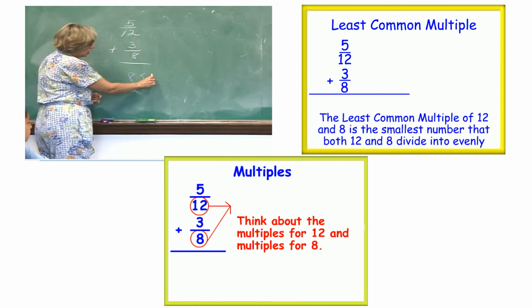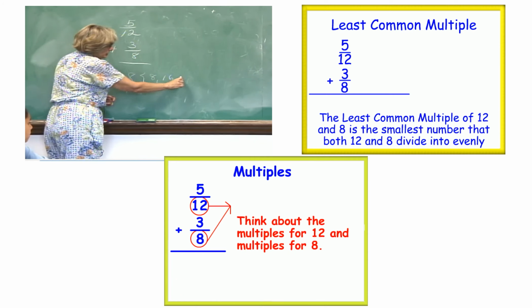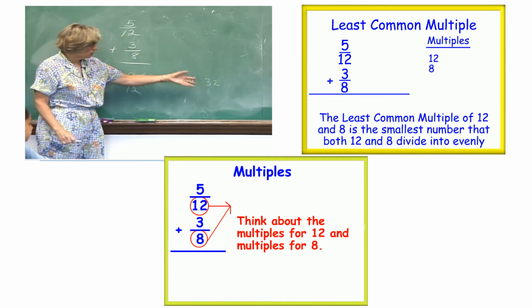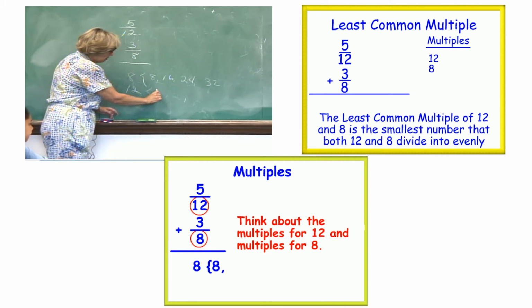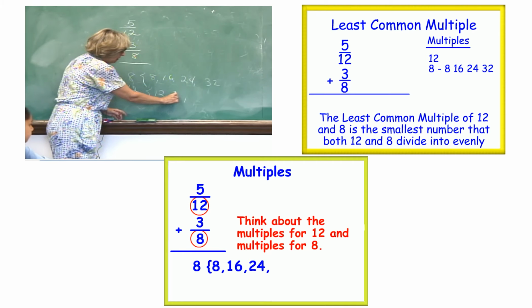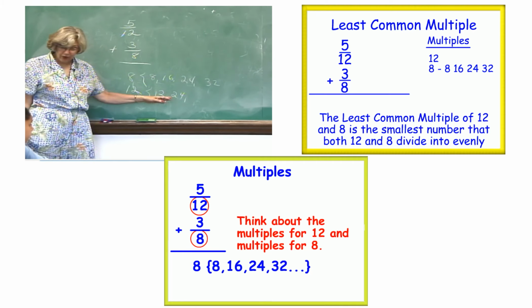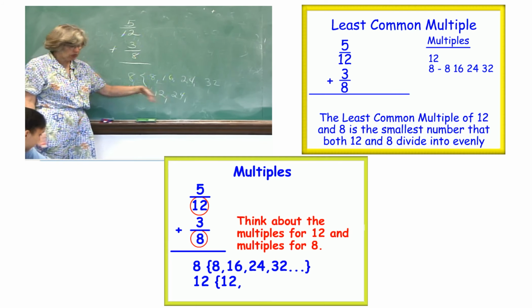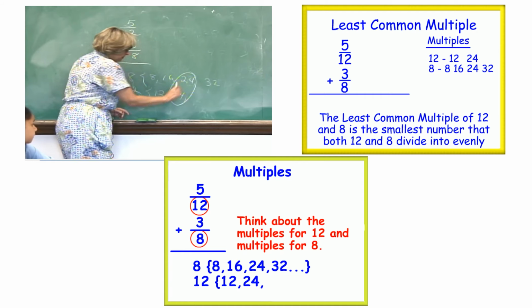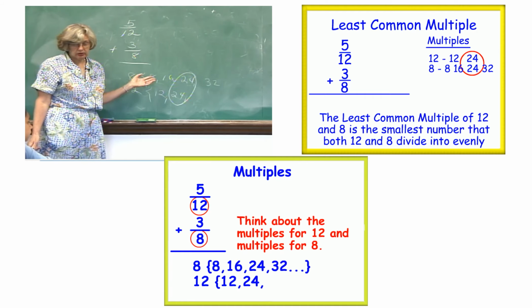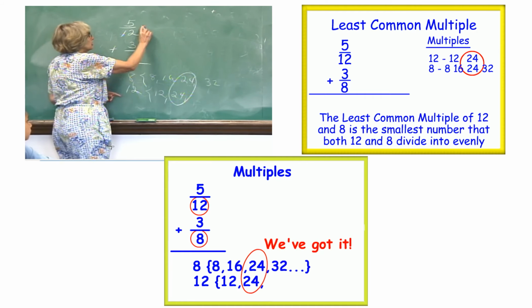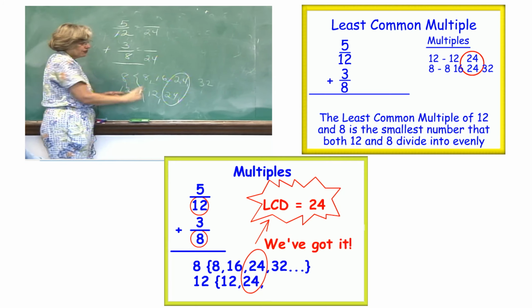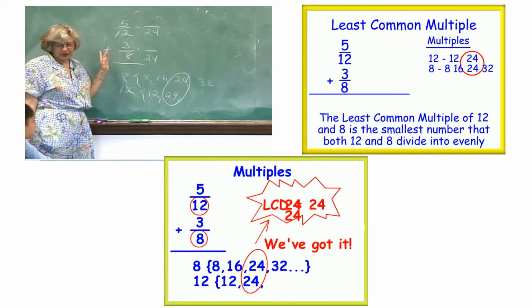So for 8 it would go 8, 16, 24, 32. Those are the first four multiples of 8. And for 12, you do 12 times 1 is 12. 12 times 2 is 24. As soon as you get to 24, you recognize that it's been in the first row. So that's the least common multiple. So that's the number that we'd use. And from that point on, it should be easy for you.